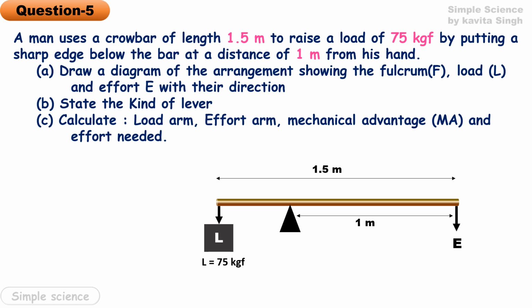Okay, so we have got the total length of the crowbar is 1.5 meter. Length of the effort is 1 meter from the fulcrum. So what is the remaining distance? It is 0.5 meter. So the load arm is 0.5 meter. So we have got all the values. So the diagram is done. First part, the diagram, we have drawn.